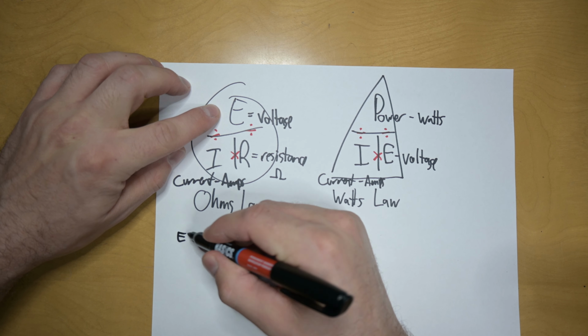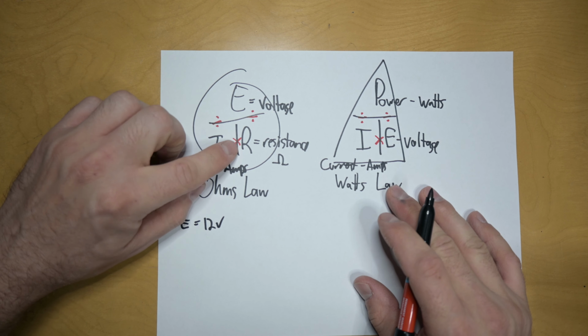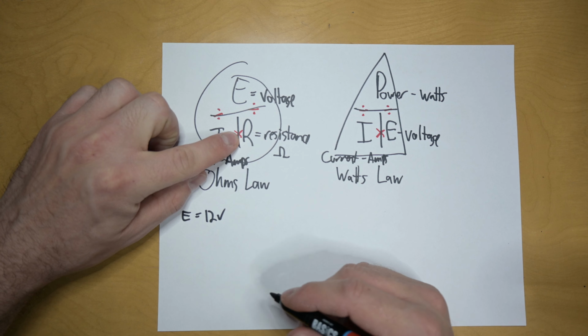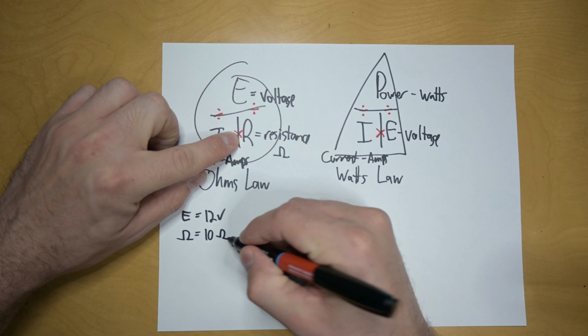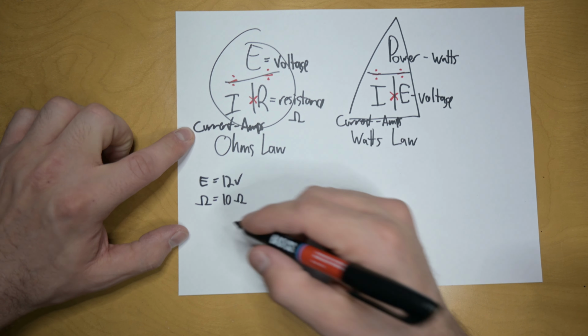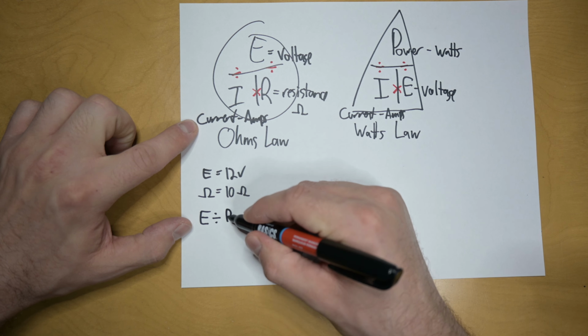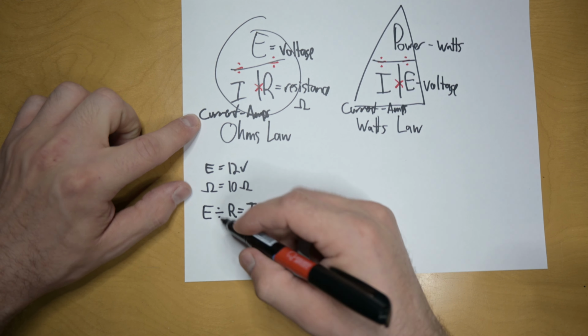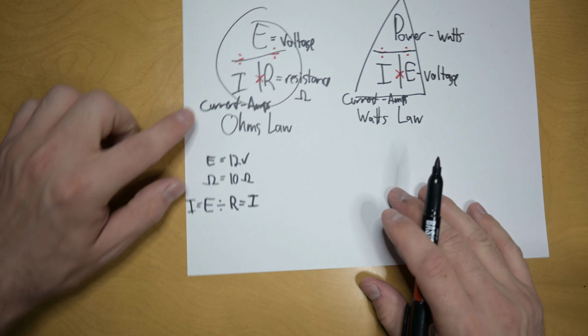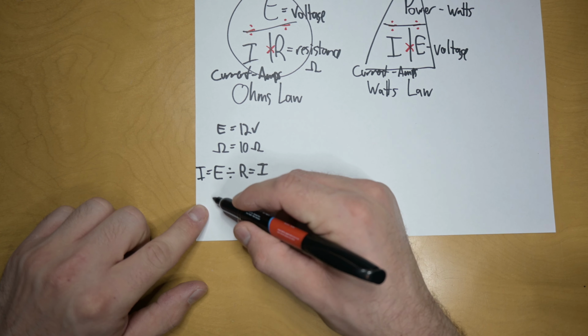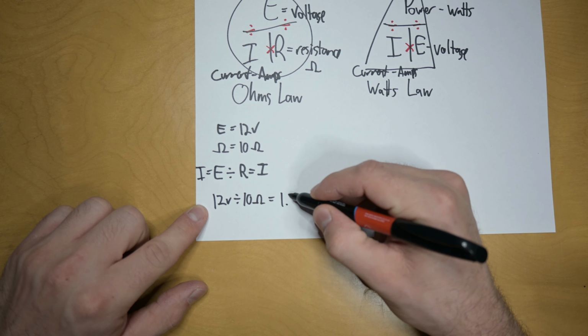Let's say we have 12 volts and we have a resistance of 10 ohms. To calculate our current, our formula would look like E divided by R equals I, or you could write it as I equals E divided by R. 12 volts divided by 10 ohms gives us a current of 1.2 amps.